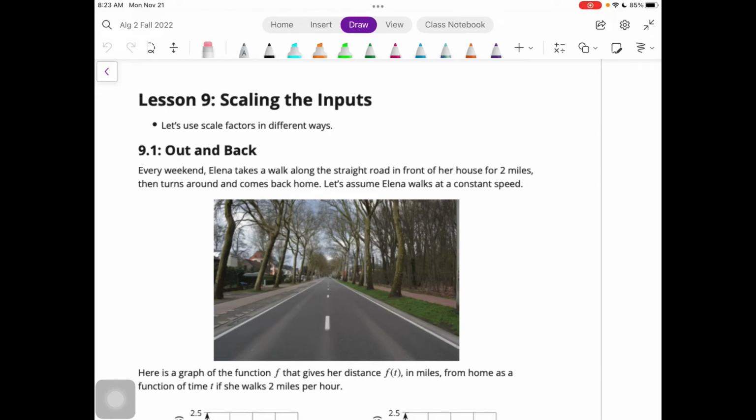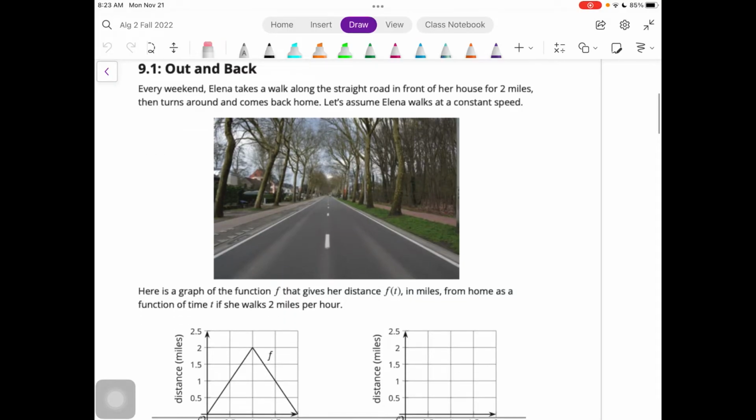All right, let's take a look at Unit 5, Lesson 9, Scaling the Inputs. So every weekend, Elena takes a walk along the straight road in front of her house for 2 miles, then turns around and comes back home. Let's assume Elena walks at a constant speed.